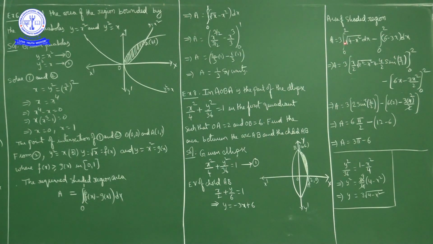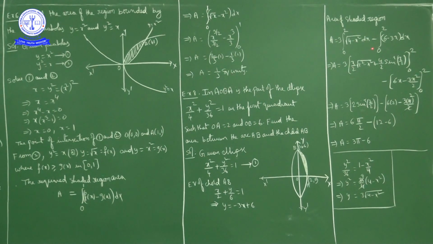Now substituting the y value here, we get 3 times integral 0 to 2 of square root of 4 minus x square dx, minus, now the chord equation is y is equal to -3x plus 6, so integral 0 to 2 of (6 minus 3x) dx, that is upper curve area minus lower curve area. The area under the triangle OAB we can calculate generally also. OAB is a right angle triangle, so half base times height: half into 2 into 6, which is 6. So this triangle area is 6.